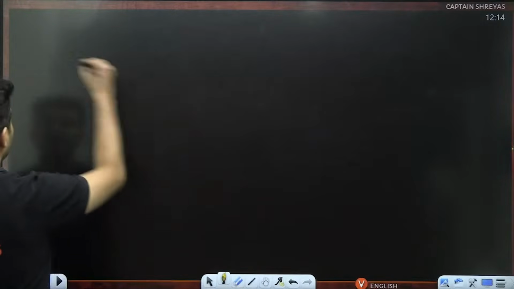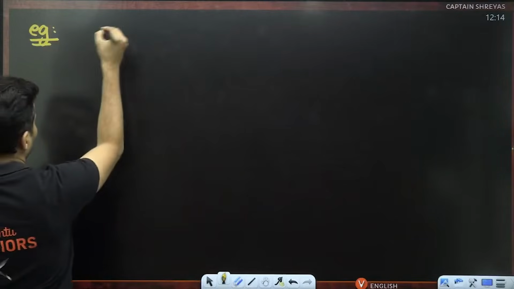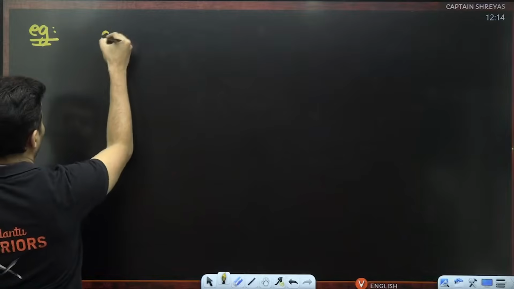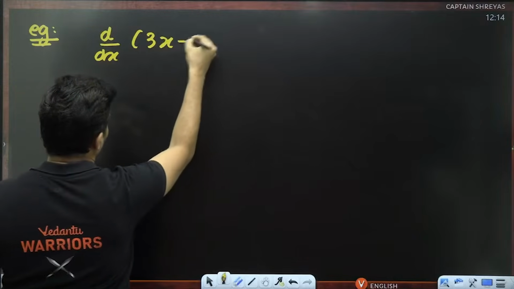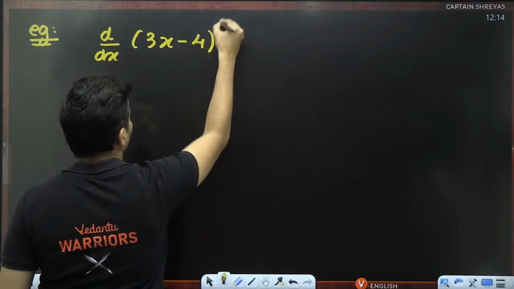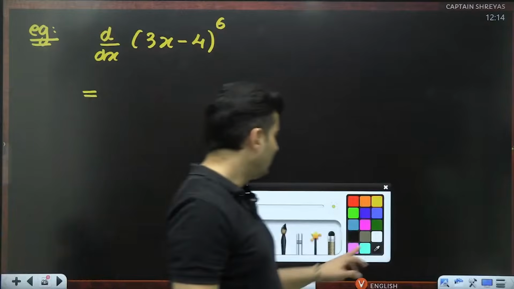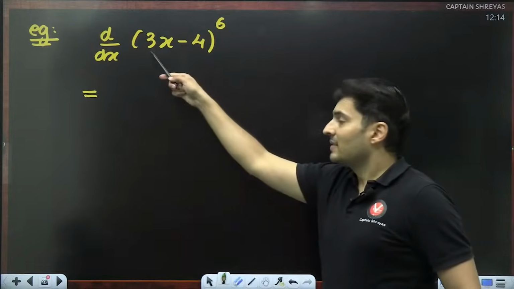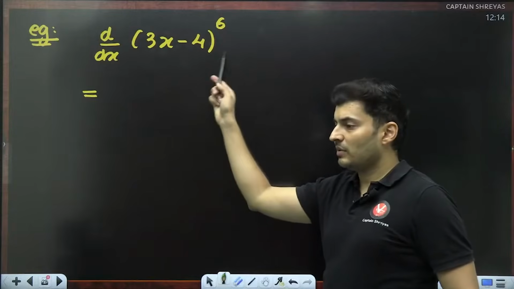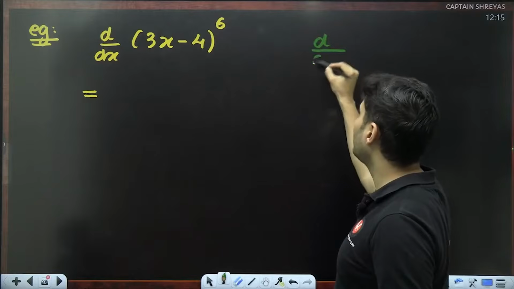Okay. Let's start with some examples. Here it comes on your screen. If you want to find the derivative of 3x minus 4 raised to 6, what is the answer going to be? Okay, just try to think about it, my dear students. This is of the form ax plus b. Treat that 3x minus 4 as a single variable.